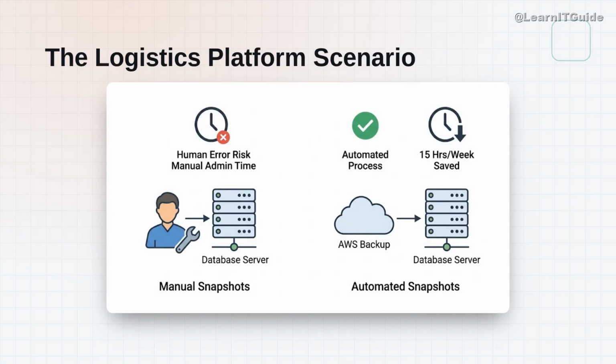Think about a logistics company tracking thousands of shipments. They needed a way to ensure their database servers were backed up without human intervention. By implementing the automated backup system from Project 2, they eliminated the risk of human error and saved 15 hours of manual labor every single week.